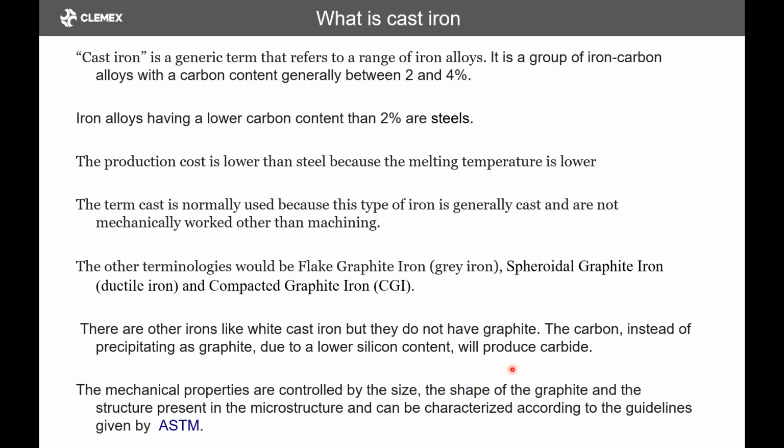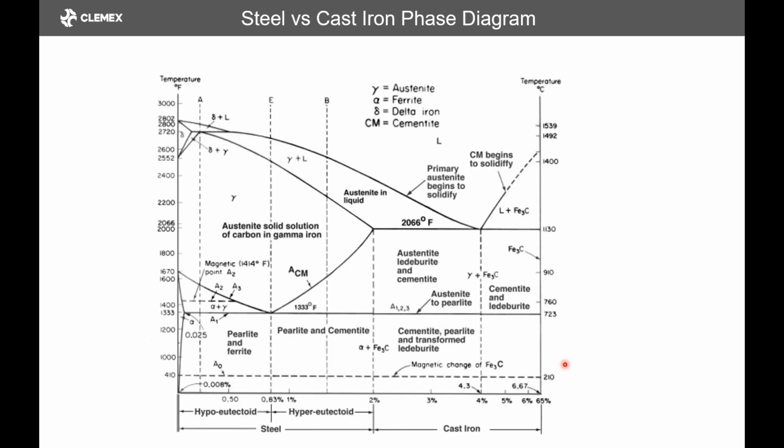So the mechanical properties of the cast iron are due to the shape and size of the graphite, along with the microstructure, of course. But this is what we're going to verify today, what you can do with image analysis to verify that graphite information. Sorry, the image is not moving right away.